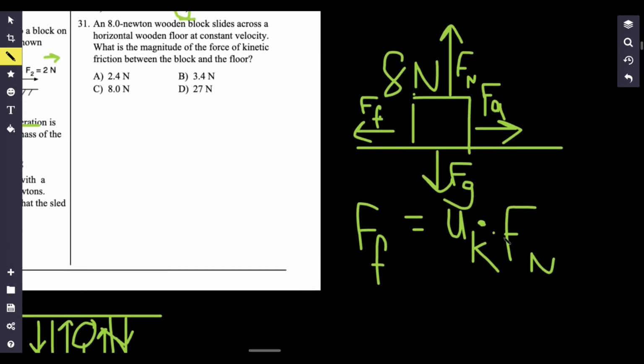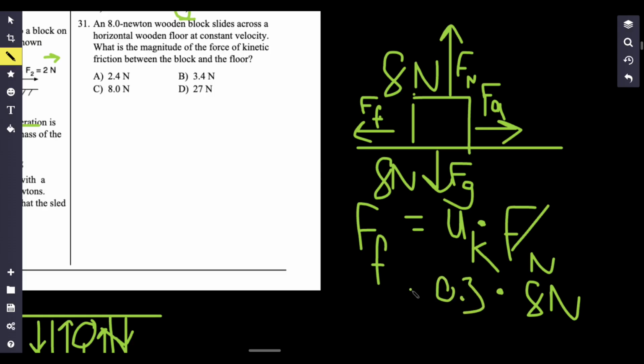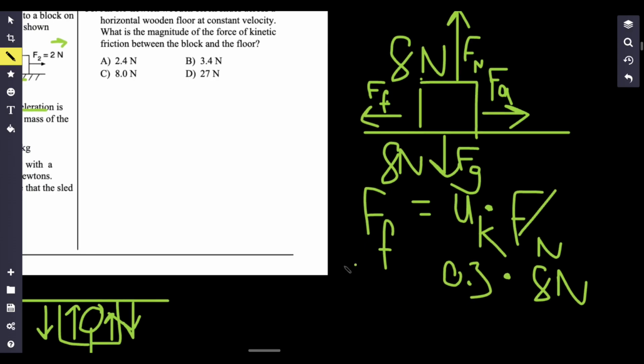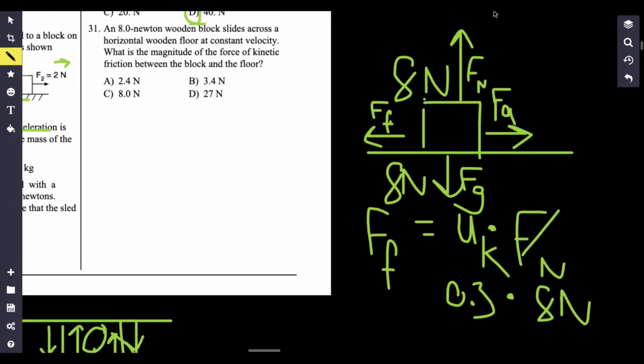So this is 8 newtons for the normal force, right? Because if there's 8 newtons downwards, then to balance that in the vertical direction, there has to be 8 newtons upwards. And for wood, the coefficient of kinetic friction is 0.3. So if you multiply these two numbers together, you should get 2.4, which is answer choice A. I'm pretty sure, yeah, that looks right.